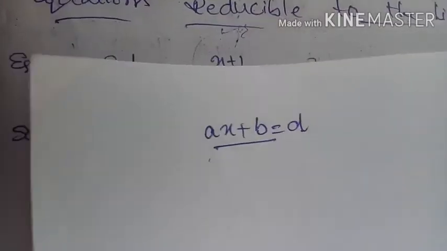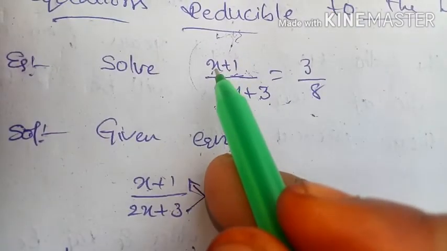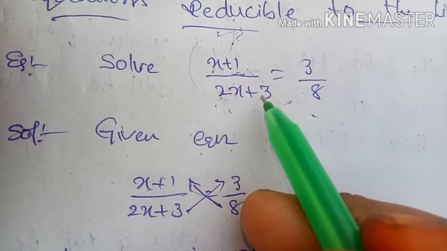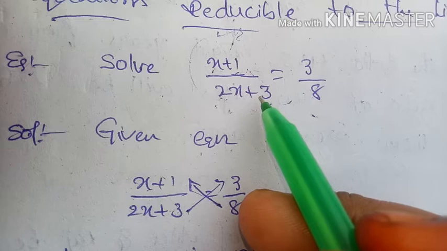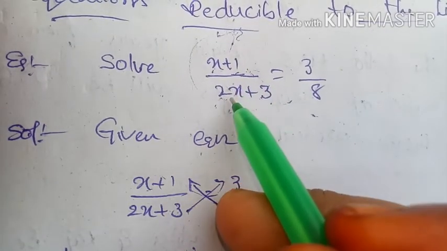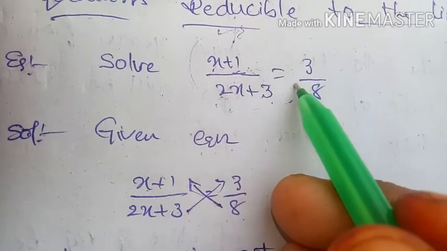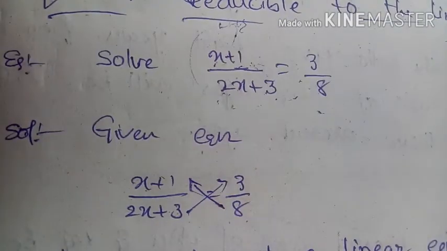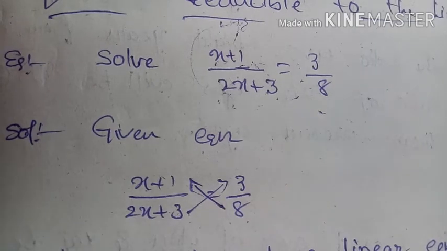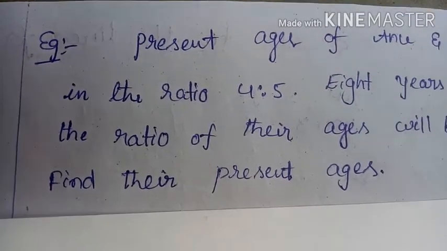Here some linear expressions are given, so it is not a linear equation. That's why we have to convert or reduce it to linear form, then only do we have the chance to find the unknown value. Clear? One more example.